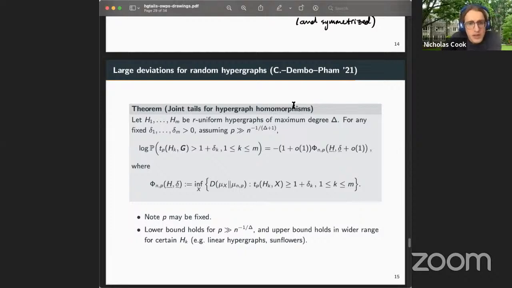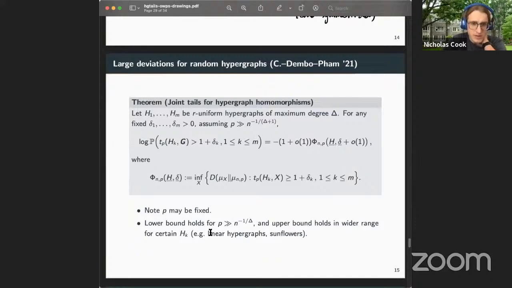With Hui and Amir, we have a general result about the joint upper tails for homomorphism counts in the Erdős-Rényi hypergraph. He basically stated this theorem in the case of graphs, but it carries over to hypergraphs. This is a non-optimal range of p, so it would be nice to improve it. Our B-star norms are customizable in a way that I don't have time to describe. For certain types of hypergraphs like linear hypergraphs or sunflowers, you can adjust the B-star norms to get this down to 1 over delta. Or even further, but then only the upper bound holds. We don't have a matching lower bound.